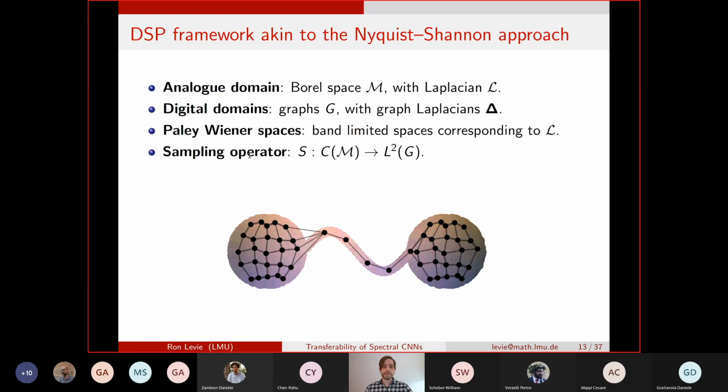We define a sampling operator. The sampling operator takes a signal defined over the underlying space and evaluates it at sample points to give a signal defined over the graph. So we think about the nodes of the graph as sample points from the underlying space, and we define interpolation operators. These are the operators that take signals defined over the graph and return signals defined over the underlying continuous space.